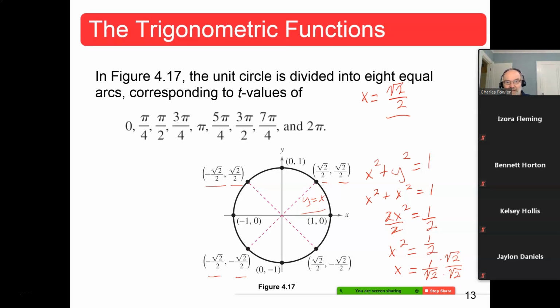And these correspond to these angles. This is pi fourths, pi halves, 3/4 pi, pi. You know, these are these angles right here, or real numbers, t, right there. So guess what? We can write it down.